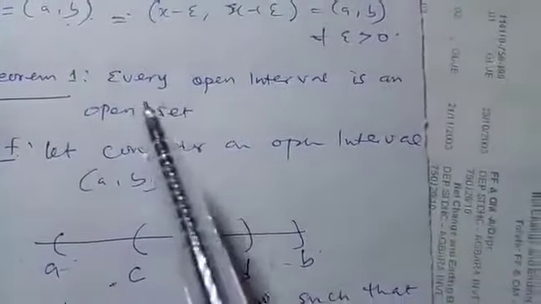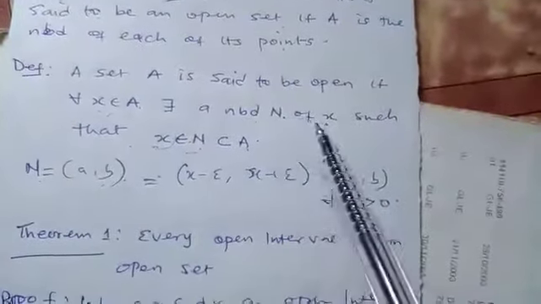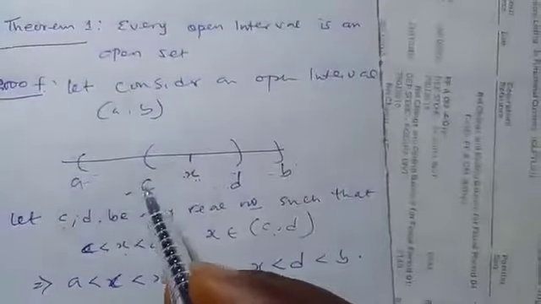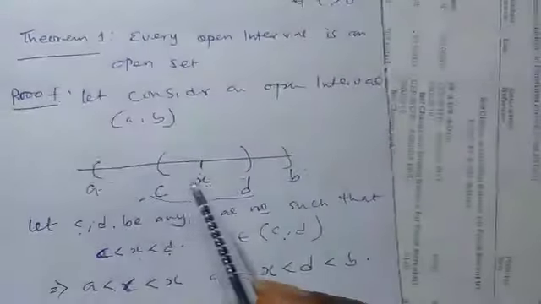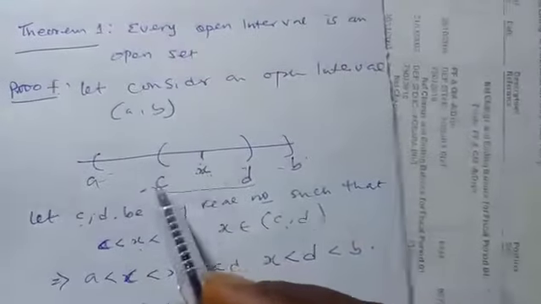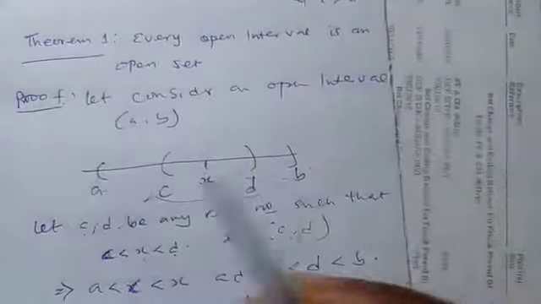So that simply means that (a, b) is an open set. Remember, (a, b) here means an open interval, and the theorem says every open interval is an open set. For us to show that it's an open set, we need to create another neighborhood, because by definition there must exist a neighborhood of x. So we need to create a neighborhood of x, and it must be a subset of the set.